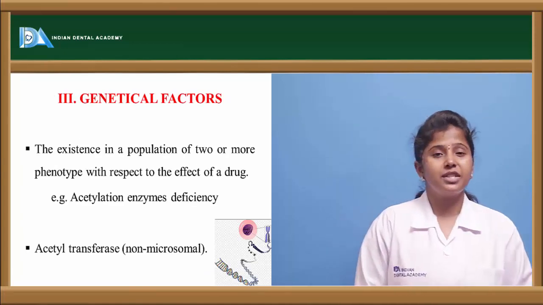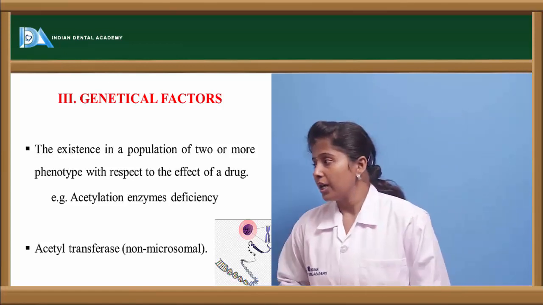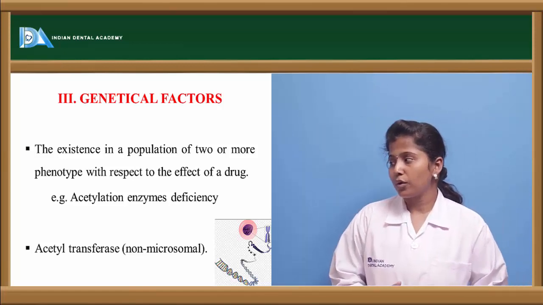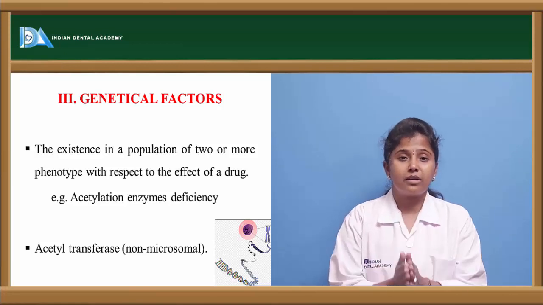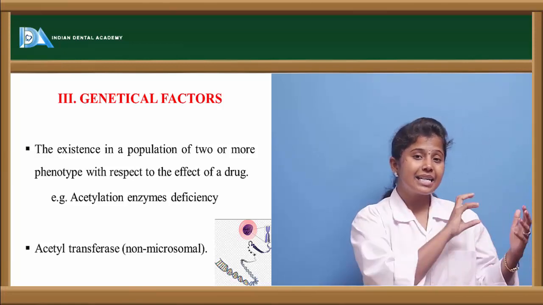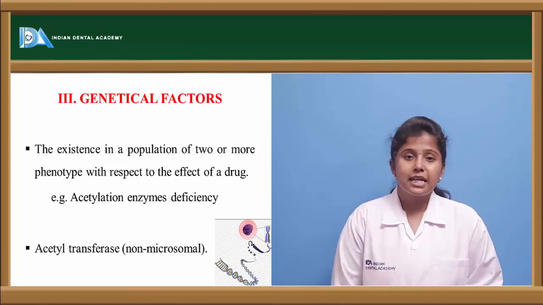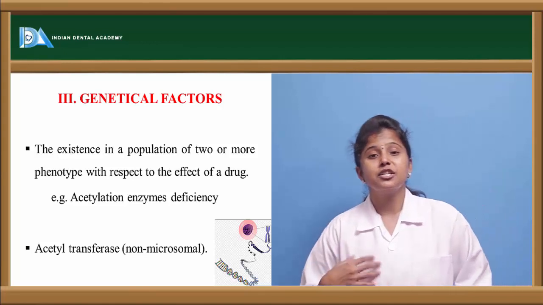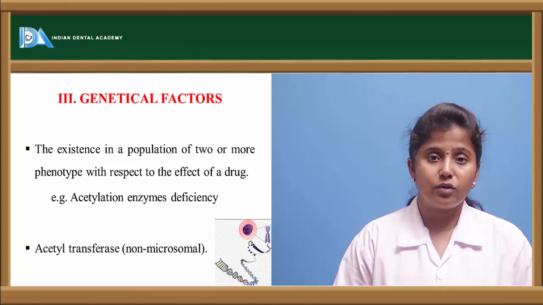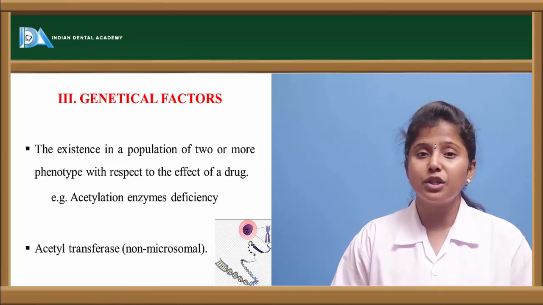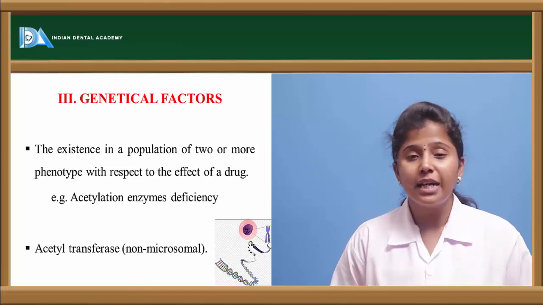Now let us see what the genetic factors are. So what are the genetic factors which are involved here? The existence in a population of 2 or more phenotypes with respect to the effect of a drug. These factors are hereditary, they are carried from their ancestral origin. For example, acetylation enzyme deficiency takes place. If we take the glucose 6-phosphate dehydrogenase enzyme, this enzyme is deficient by birth in that person because it is hereditary, it is carried from their ancestors.